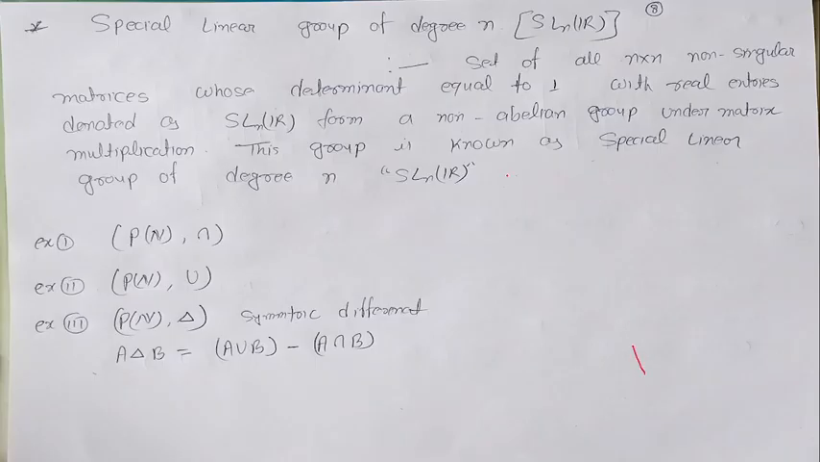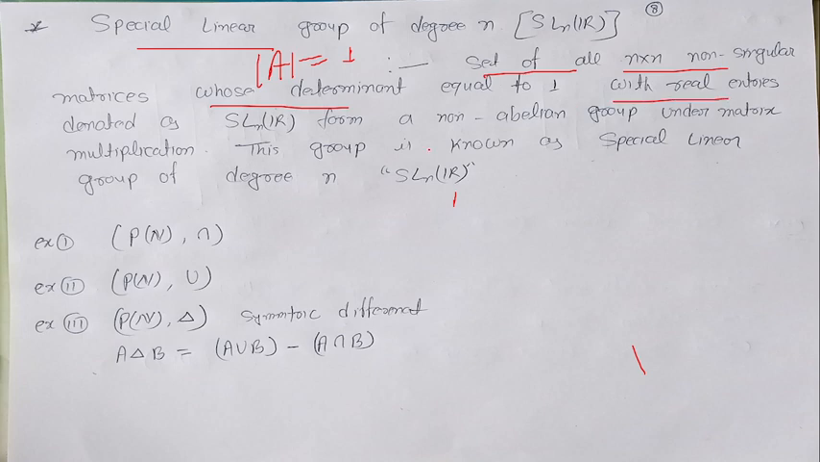And the second, you may say the subset of G, is the special linear group: the set of all n by n non-singular matrices whose determinant is equal to 1. Here it is the specific case. In this way their determinants must be 1, with real entries, denoted by the special linear group of real entries. It forms a non-abelian group under matrix multiplication, and this is known as the special linear group of degree n.